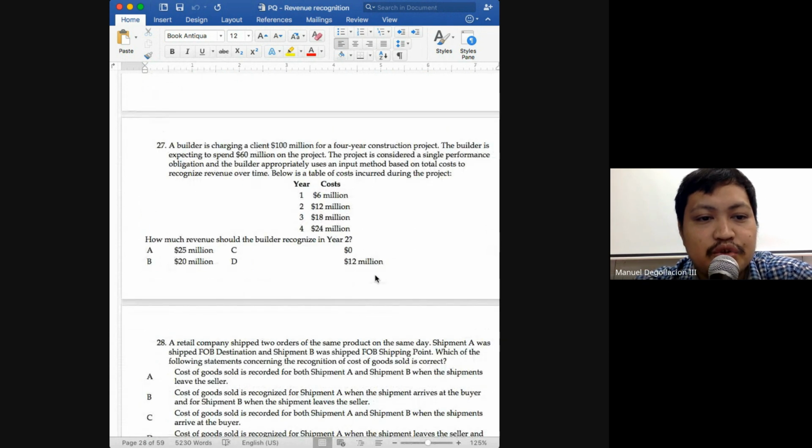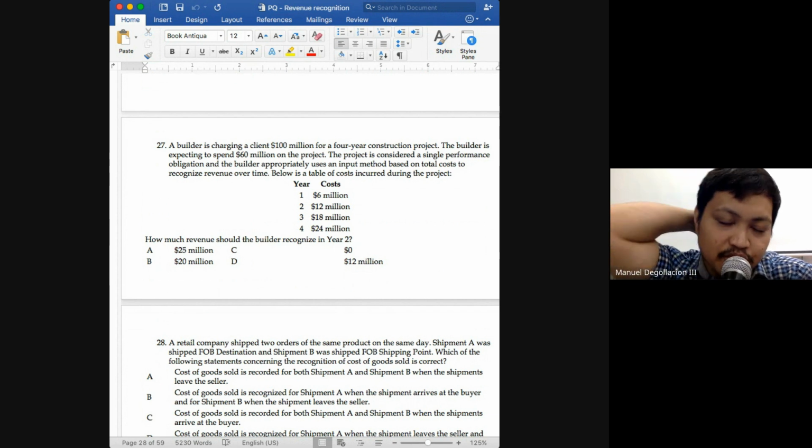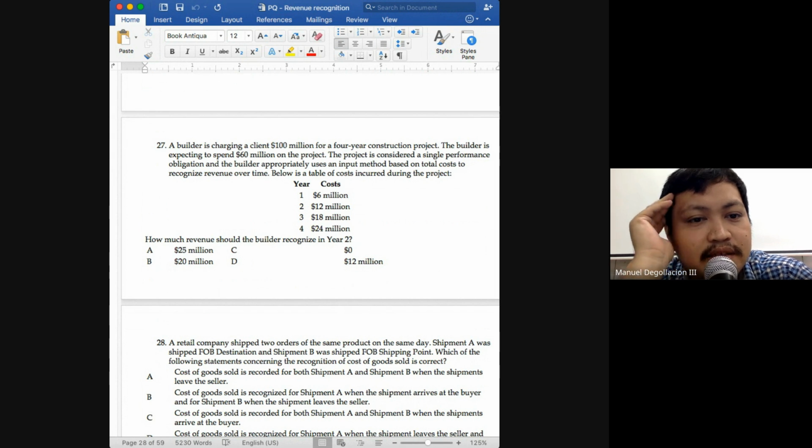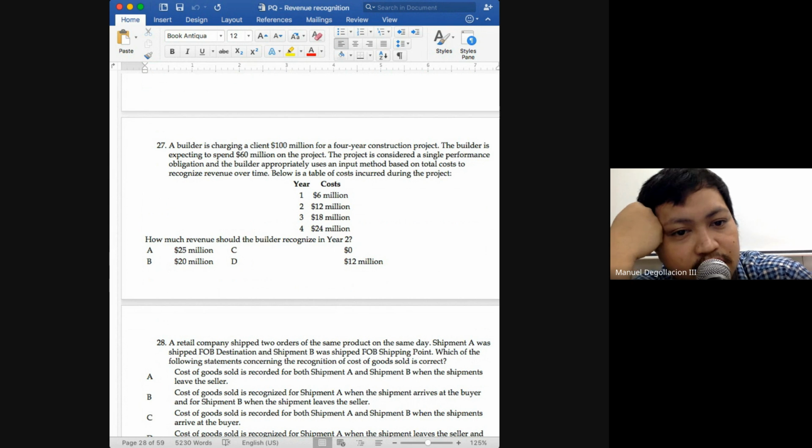27. How much revenue should the builder recognize in year 2? The builder is expecting to spend 60 million on the project. The project is considered a single performance obligation, and the builder appropriately uses the input method based on total cost to recognize revenue over time. So just compute year 2. Just compute for the percentage of completion. 12 million plus 6, that will give you 18. That will be your cost incurred to date.